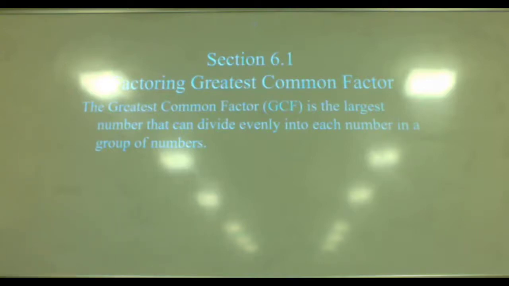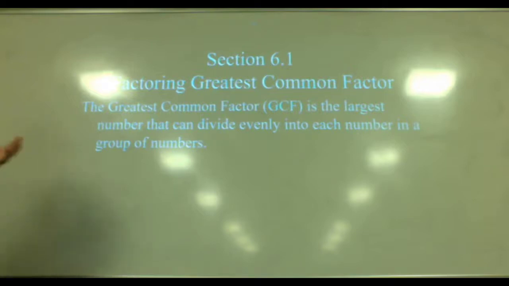What we're doing in this chapter is kind of the reverse of what we just finished testing on. So last chapter, we were multiplying polynomials. Here, we're going to be breaking them apart into factors. So we're kind of doing the opposite of what we were doing. Hopefully, we'll be able to tie that together. First thing we're going to do is learn how to factor out greatest common factor.